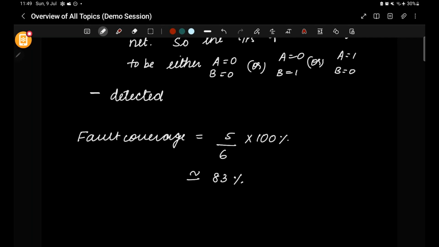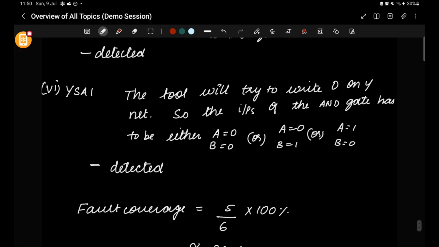So only with the D algorithm, I have just found out which pattern will actually detect the fault. How I'm telling that this fault is getting detected, this fault is not getting detected, and the good machine simulation, faulty machine simulation, all these things, I will discuss during the ATPG interview preparation class. Okay. So this question you can arrange like this.